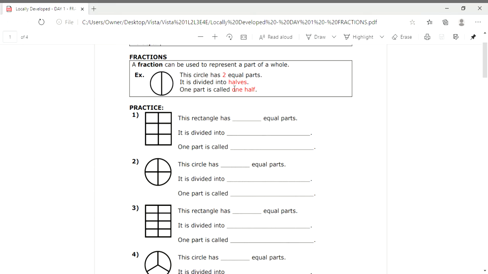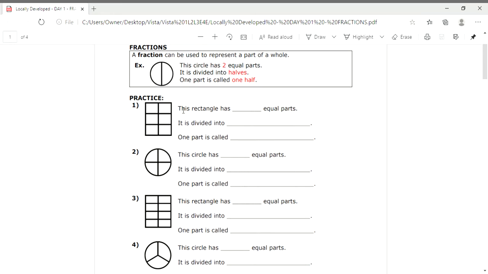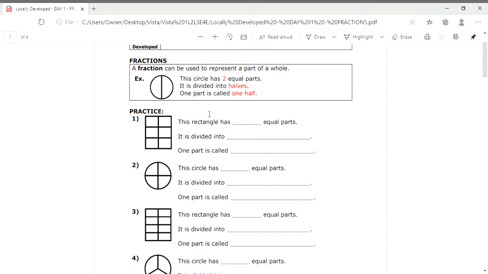It is divided into halves. One part is called 1/2. So dividing something into two equal parts is dividing it into halves. For practice, I'd like you to try the shapes below following the same pattern. Let's do one together verbally.